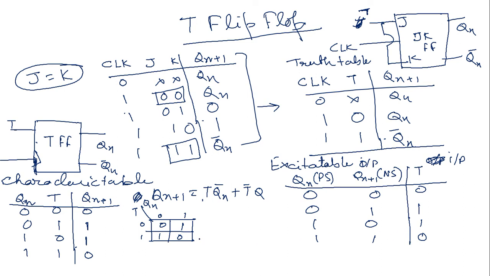From this excitation table we can also get the Boolean expression of T. The Boolean expression of T is T equals Qn complement Qn plus 1 plus Qn Qn plus 1 complement. So that is T from this excitation table. That is the last type, the T flip-flop, the toggle flip-flop. The T flip-flop is a specific case of the JK flip-flop when J equals K.